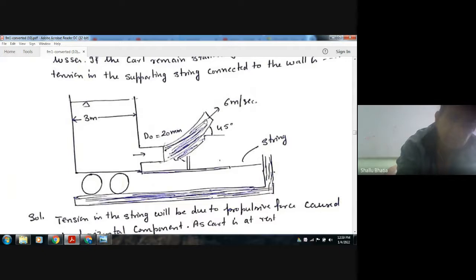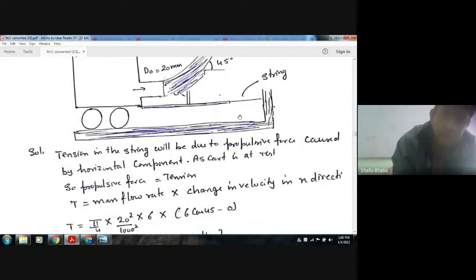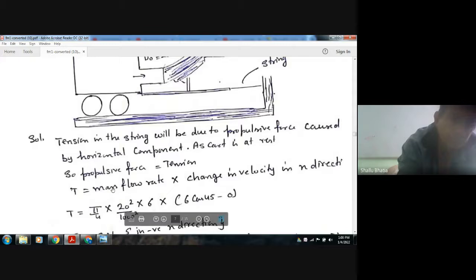When this water comes out, a propulsive force will be acting on the cart, which will try to bring it backward. But this string will hold it, and so due to this propulsive force in that direction, the tension in the string will be generated. So the tension in the string will be due to the horizontal component of the propulsive force, as the cart is at rest. So propulsive force is equal to tension.